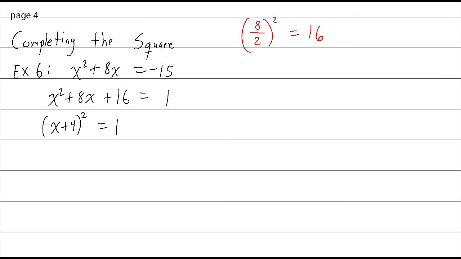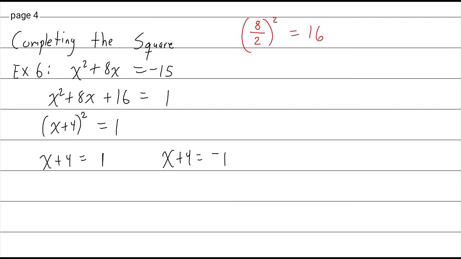Now I can use the square root principle, right? Something squared equals 1. So that something could equal the square root of 1, which is just 1, or that something could equal negative the square root of 1, so negative 1. This thing is being squared, so that thing could equal the square root of 1 or negative the square root of 1.